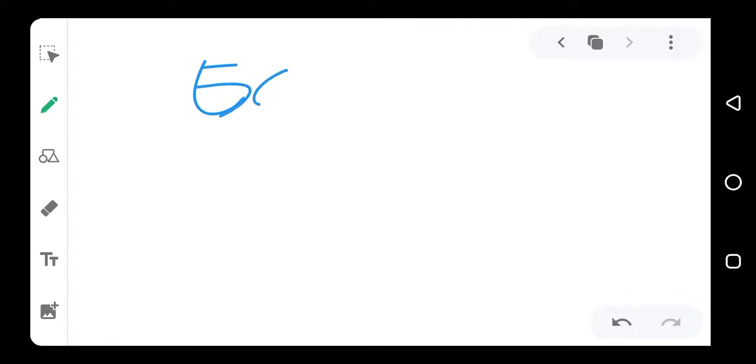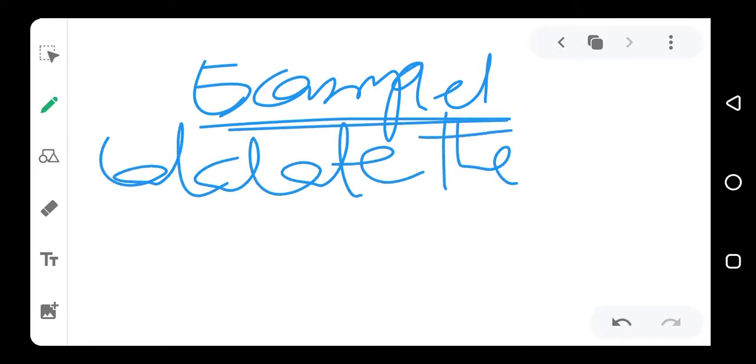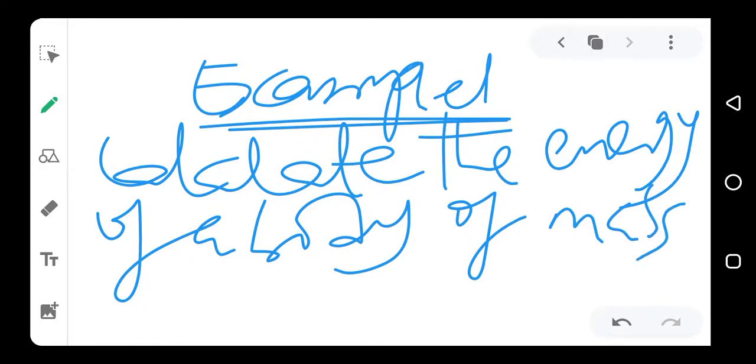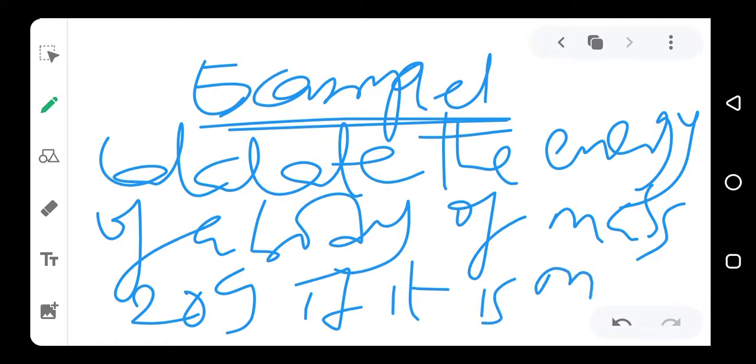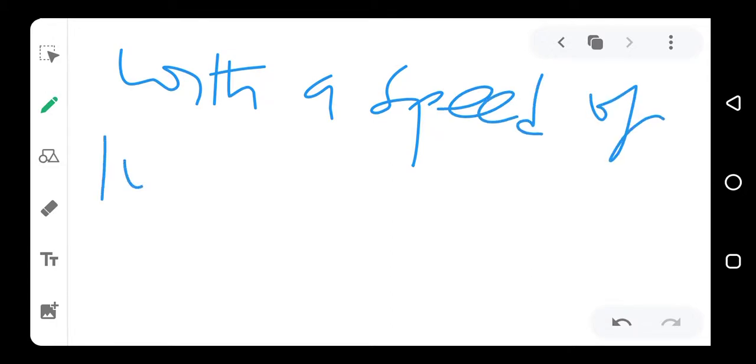Example 1. Calculate the energy of a body of mass 20 gram if it is moving with a speed of 10 meter per second. Now solution.